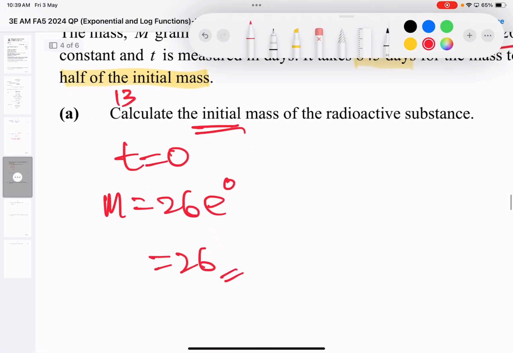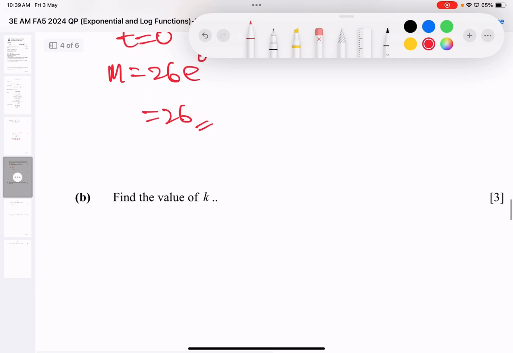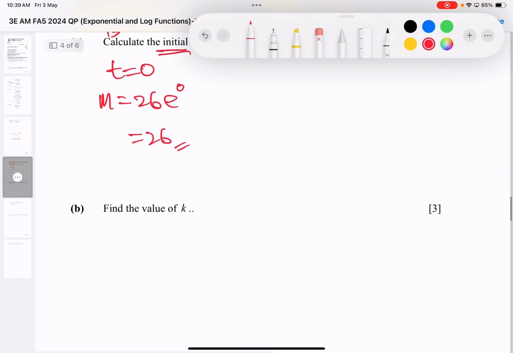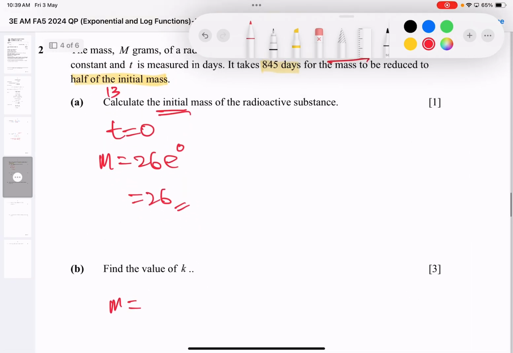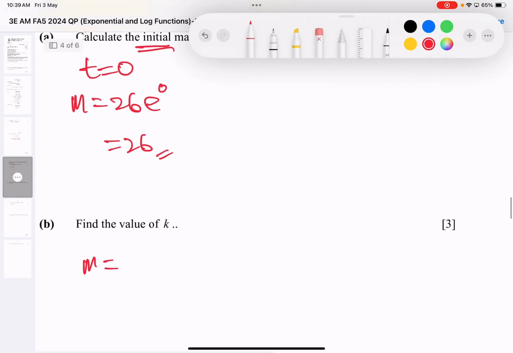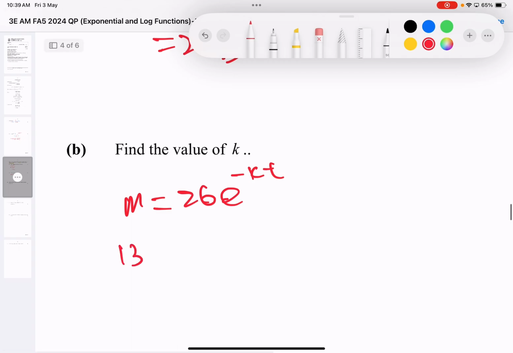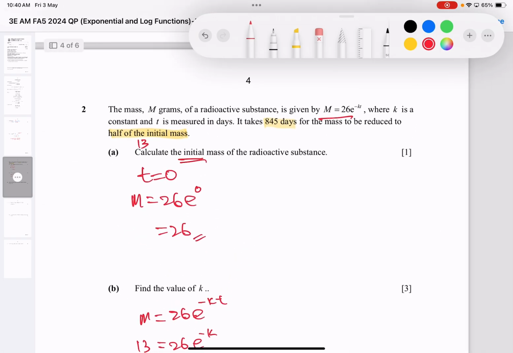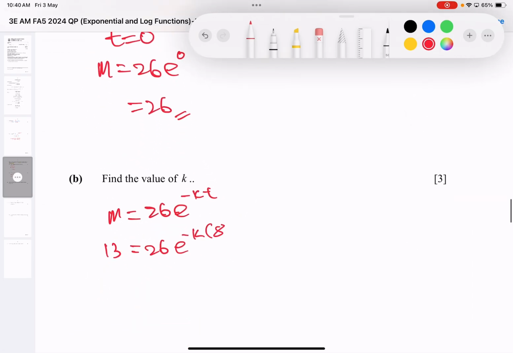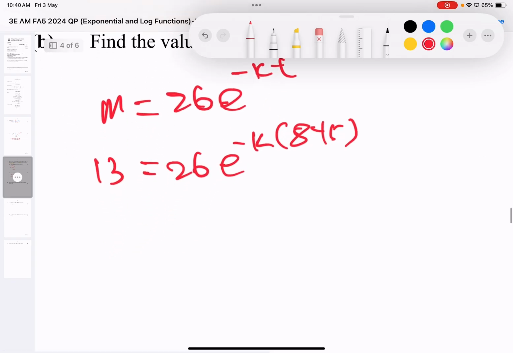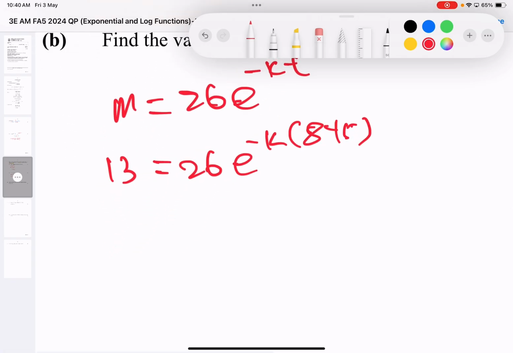Okay, so it's 13. So now I need to sub into my formula, right? I know that the formula is m equals 26 e to the power of negative kt. So m is 13, 26 e to the power of negative k. What is t? Read the question. 845. Okay, then how do I solve for t?